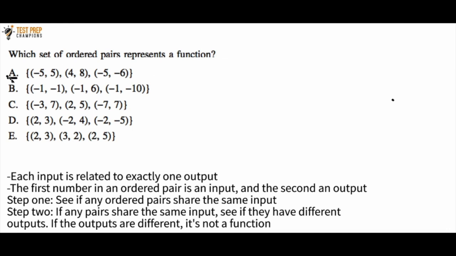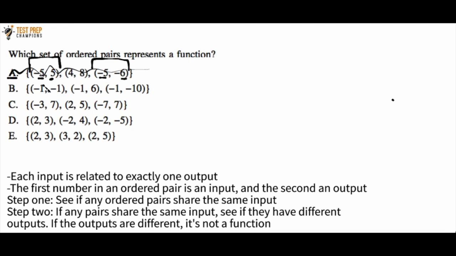So let's look at A right here. Let's check each ordered pair and see if any of them have the same inputs. Right off the bat, I see -5 and -5 match. So this ordered pair here and the third ordered pair for answer choice A have the same input. The next thing I want to do is look at the outputs and see if they match. The output of the first ordered pair is 5. The output of this ordered pair is -6. So they don't match. Therefore, this is not a function.